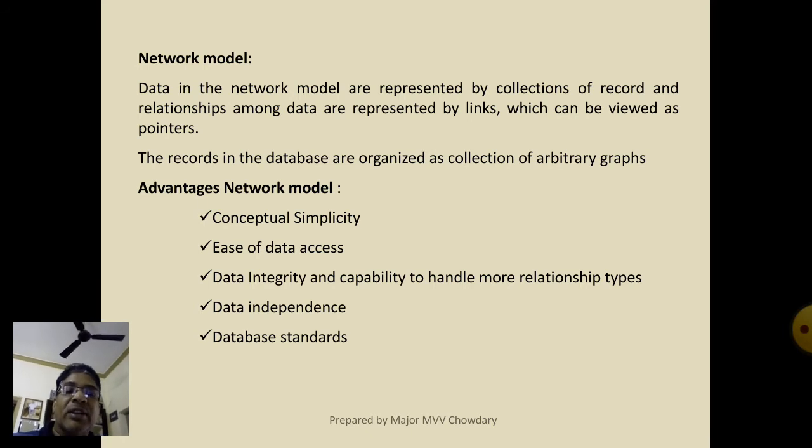In the network model, the user perceives the network database as a collection of records in one-to-many relationships. However, unlike the hierarchical model, the network model allows a record to have more than one parent.